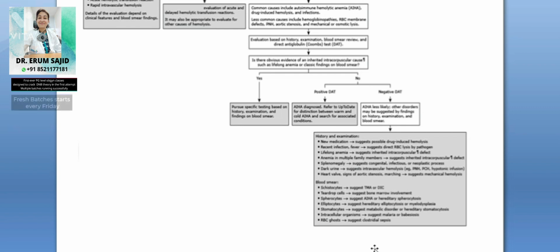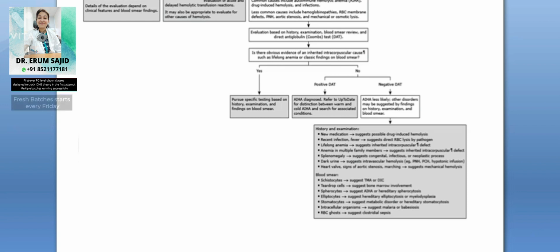Spherocytes suggest autoimmune hemolysis. Elliptocytes, hereditary elliptocytosis or even myelodysplasia. Stomatocytes, hereditary stomatocytosis. Intracellular organisms, of course, babesia or malaria, and you have to treat accordingly. And I suppose there are ghost cells. Well, Clostridium is responsible for that because that usually gives rise to that ghost appearance.